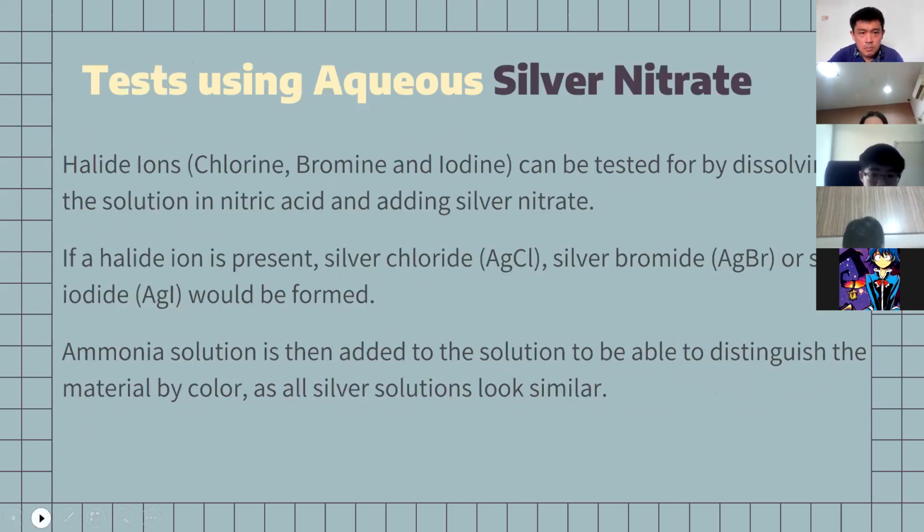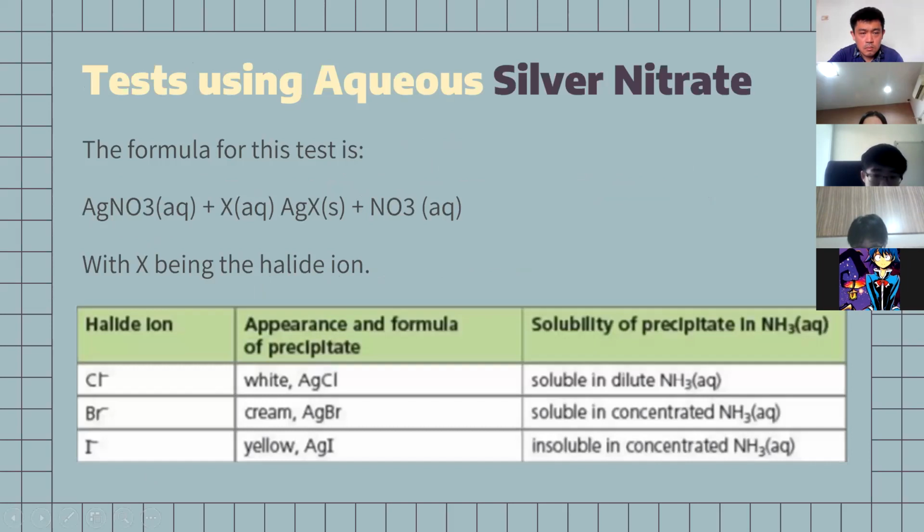So this is testing for halide ions using silver nitrate. Halide ions can be tested for using silver nitrate. They're dissolved in nitric acid, and then silver nitrate is added, and they're combined with ammonia to distinguish the type of halide ion.